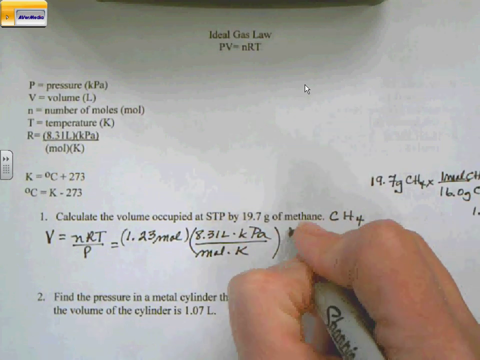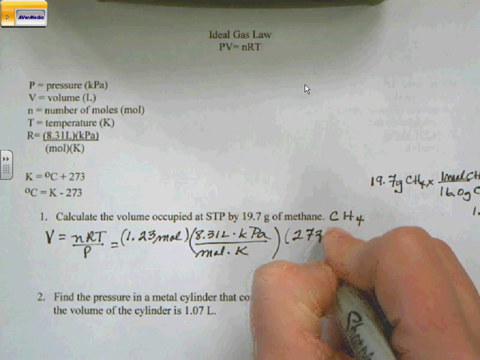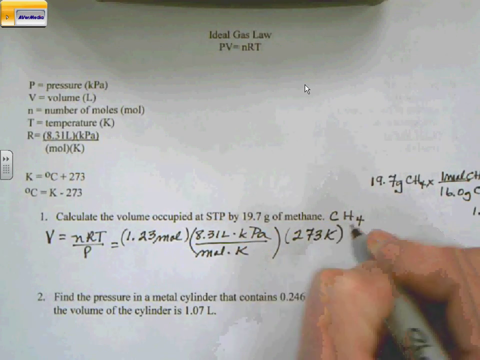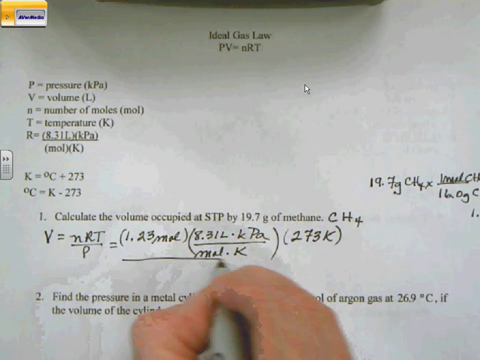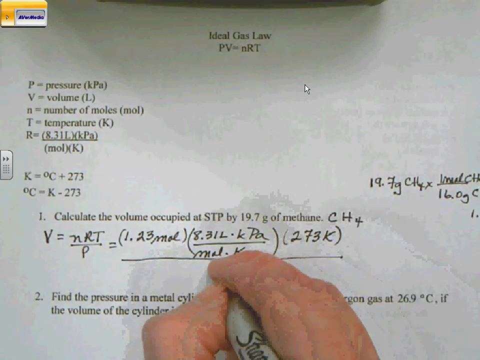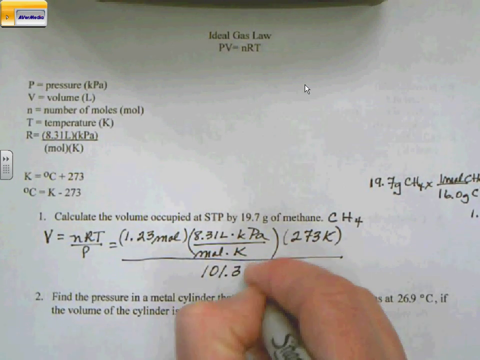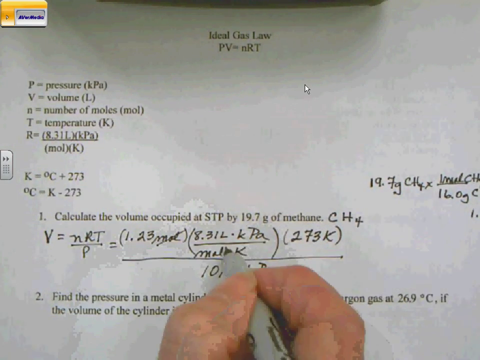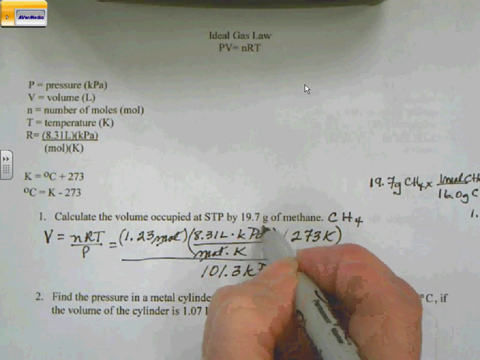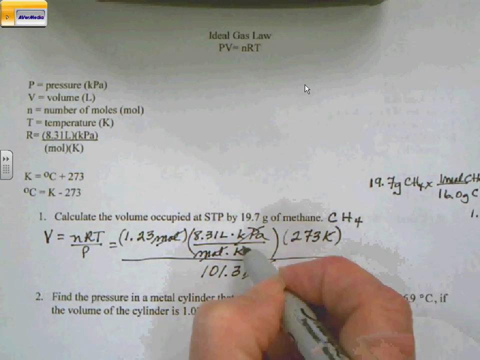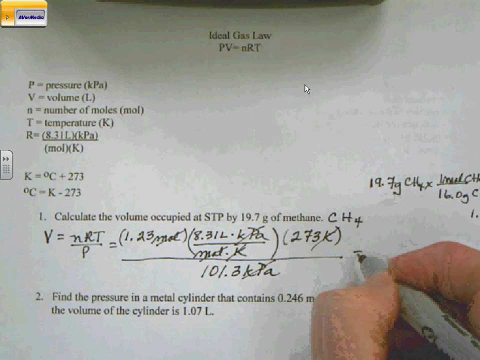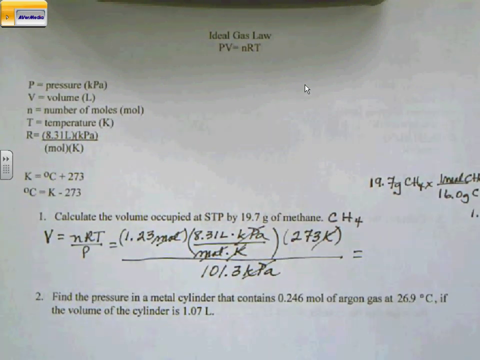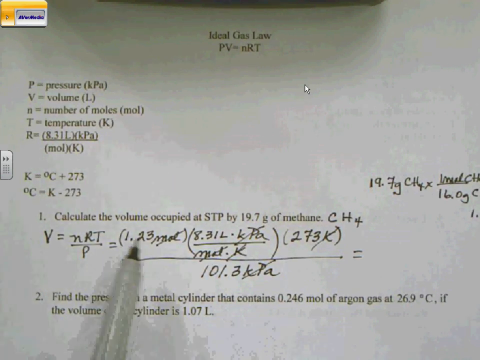Now we can cancel all our units. Moles are canceled. Pressure's canceled. Temperature's canceled. And the only unit left is liters. And it asks for volume, so that's the unit we need. So we will multiply 1.23 times 8.31 liters times 273 divided by 101.3. And our answer is 27.5 liters.